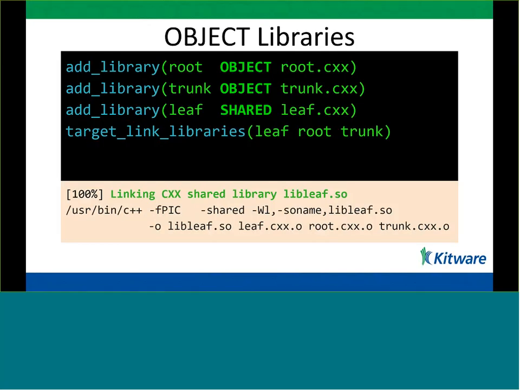CMake also supports object libraries, and what this means is instead of building to a shared library or a static library, you just create the .o files or .obj files, and then when you link against them, you can see down here it links just the .o files. So I'm linking leaf, and you can see that it links in root.cxx.o and trunk.cxx.o, even though those were called libraries, but they're object libraries. This can be useful for various applications, if you don't want to have to create system-level libraries around groups of related objects.